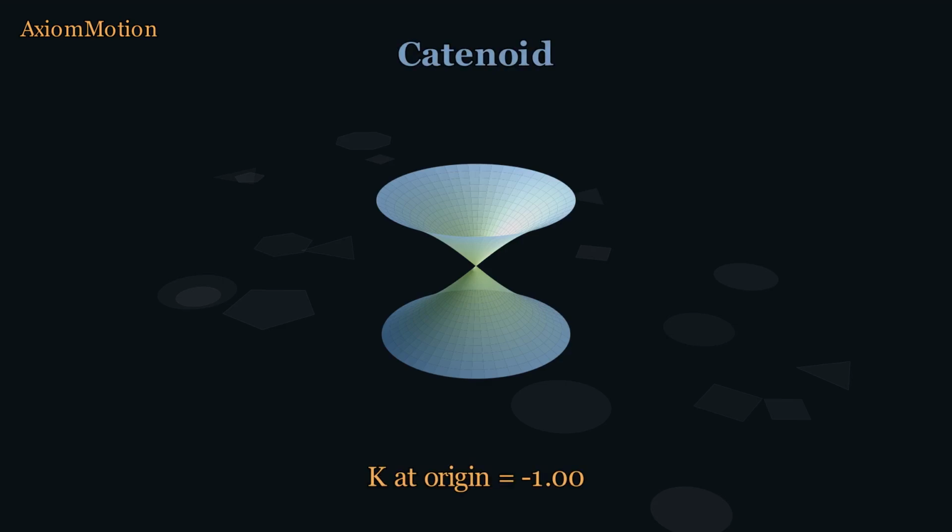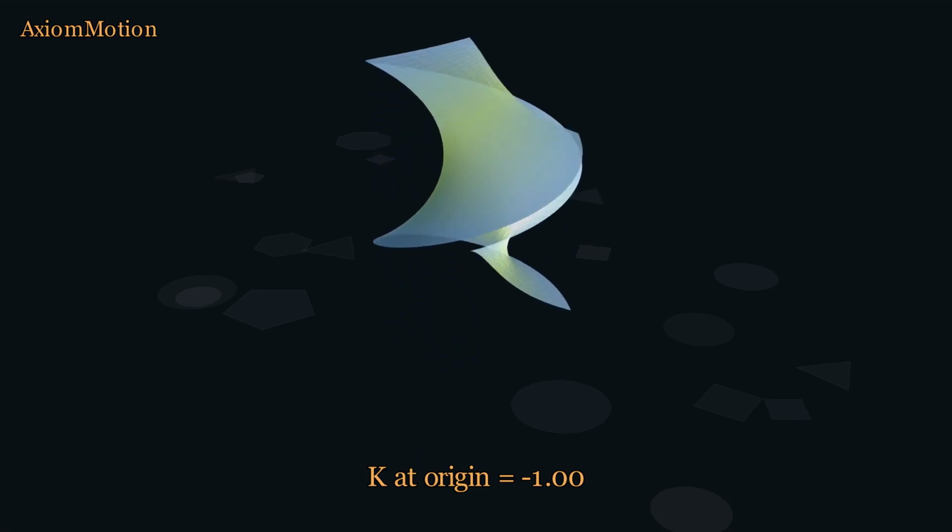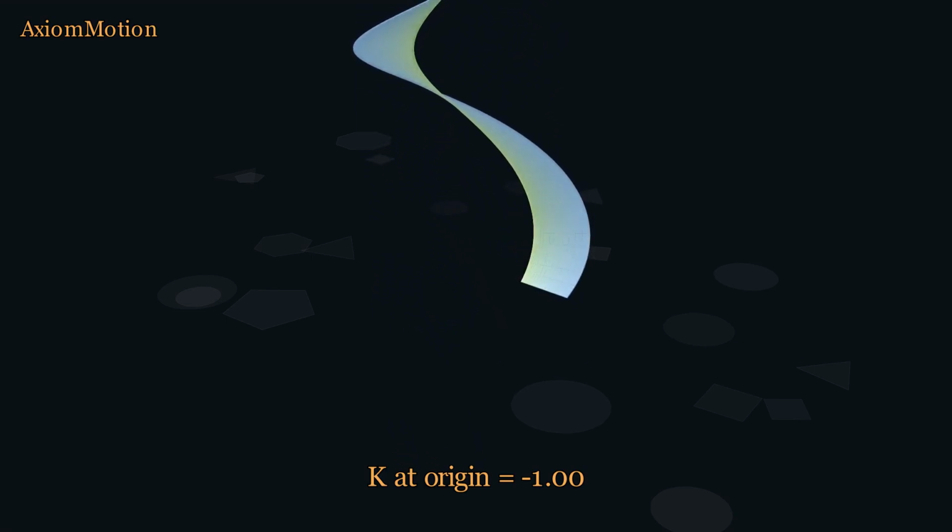Here is where Theorema Egregium truly shines. This is the catenoid, the surface you get by rotating a catenary curve around an axis. Its Gaussian curvature at every point is negative. Now watch. There exists a continuous family of surfaces that smoothly deforms the catenoid into a completely different shape. The helicoid, a corkscrew-like ruled surface.